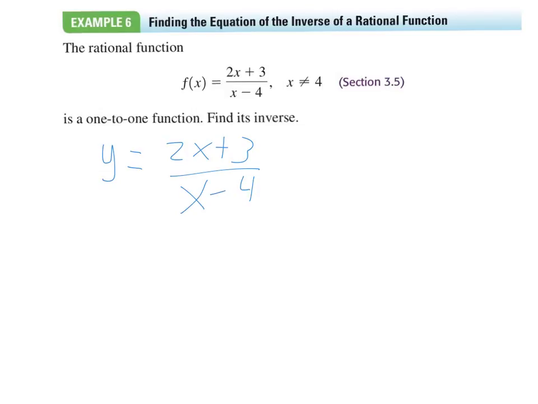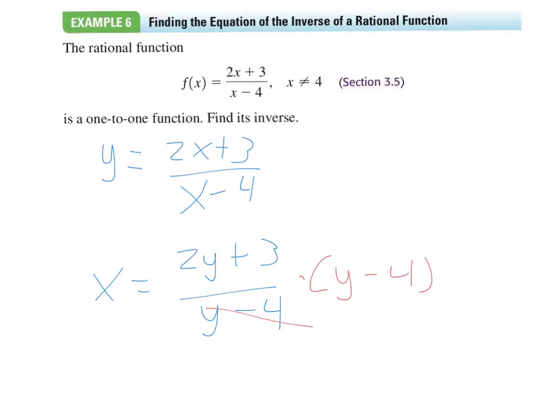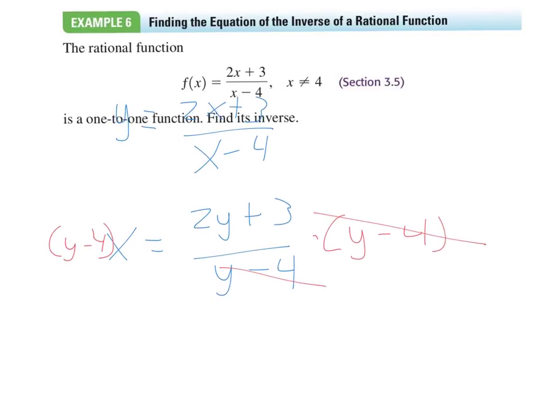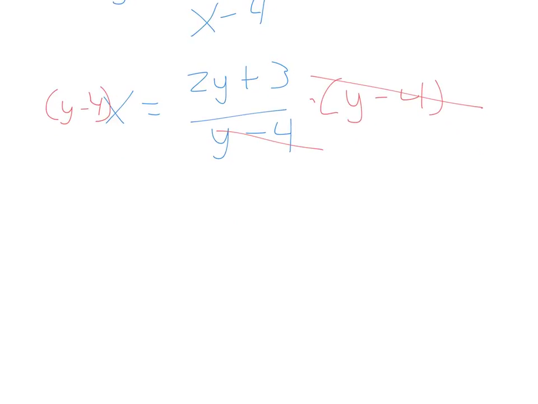And then you swap the x and the y's. X is equal to 2y plus 3 over y minus 4. And then you solve for y. Now, you need to get rid of the denominator, so you multiply both sides by y minus 4, because that would cancel out that y minus 4. So, if you multiply the left side by y minus 4 and then distribute, you have y times x, or xy minus 4x, equals 2y plus 3.